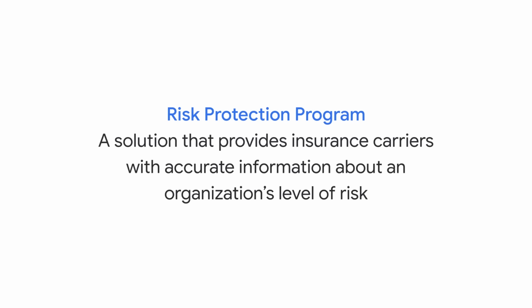To help make this process easier, Google developed the Risk Protection Program, a solution that provides insurance carriers with information about an organization's level of risk. The Risk Protection Program sends data from Risk Manager directly to Google's insurance carrier partners to help make underwriting cyber insurance easier and more accurate. Here are the steps an organization follows to join the Risk Protection Program. First, the organization must generate a Risk Manager report. A Risk Manager report provides centralized recommendations an organization can use to minimize risk.